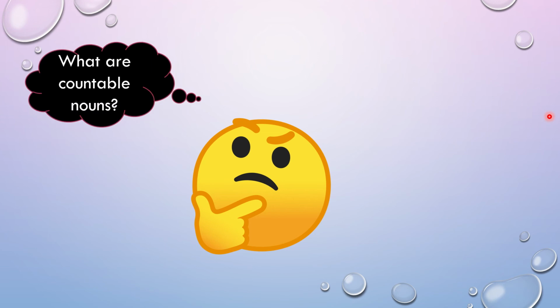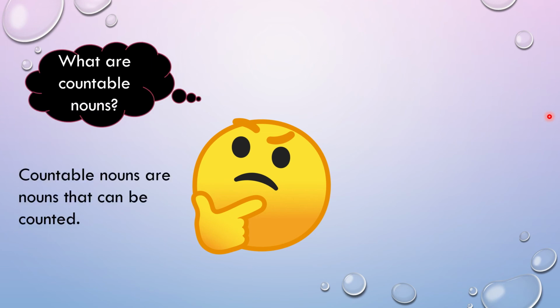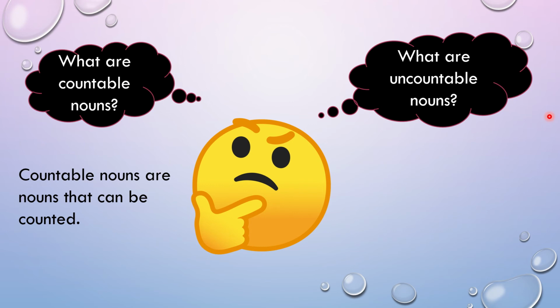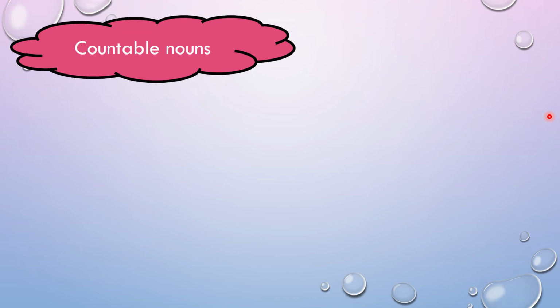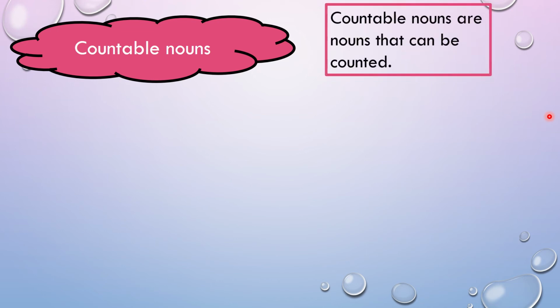What are countable nouns? Countable nouns are nouns that can be counted. What are uncountable nouns? Uncountable nouns can't be counted. Uncountable nouns cannot be counted. All right, let's focus on countable nouns first. Countable nouns are nouns that can be counted.